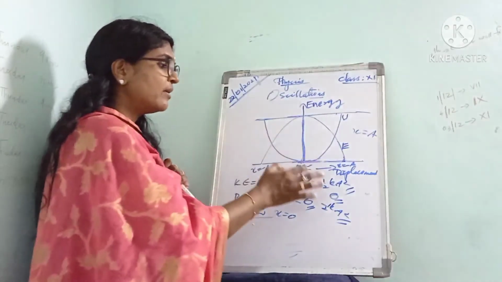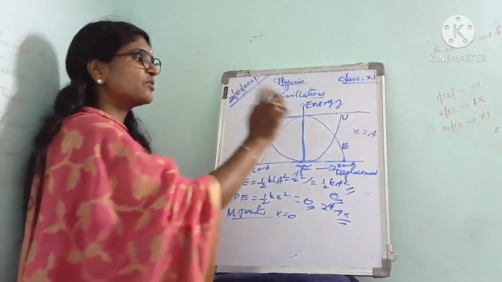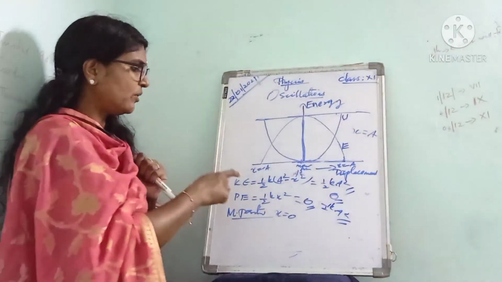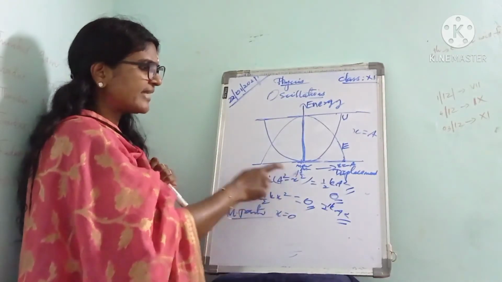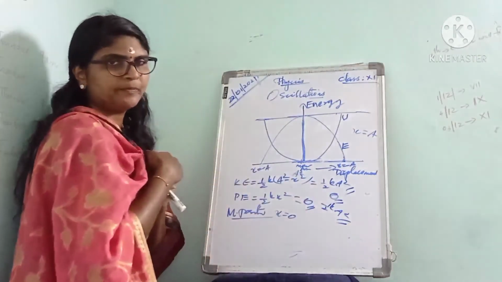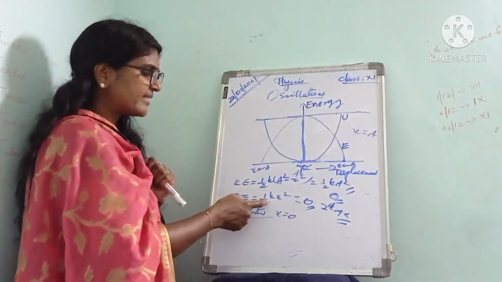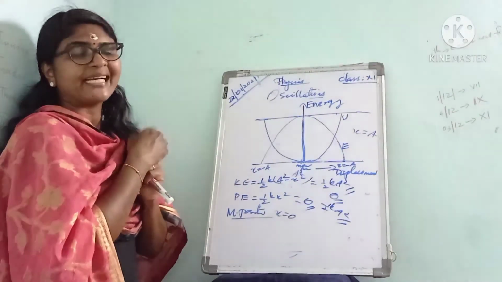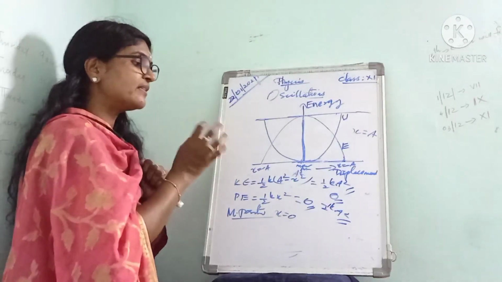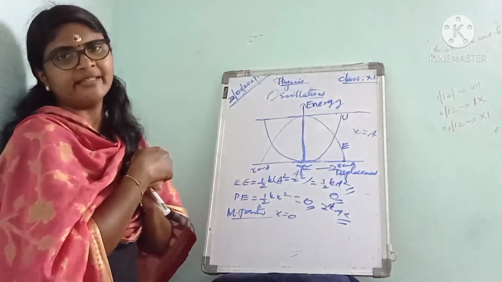Then what about the extreme position? At the extreme position, x equals A. So kinetic energy equals half k (a square minus a square), which is 0. And what about potential energy? It is half k a square. So at the extreme position, the kinetic energy is 0 and the vibrating particle has full potential energy.